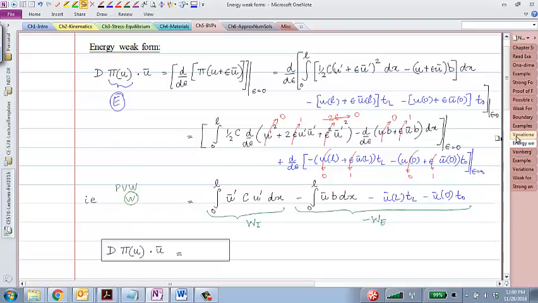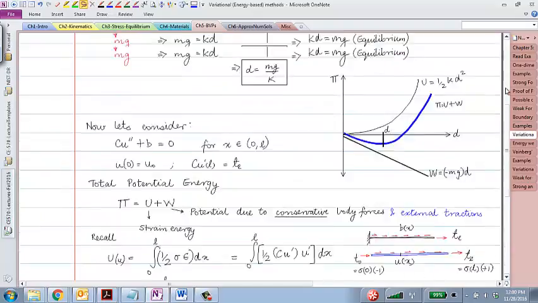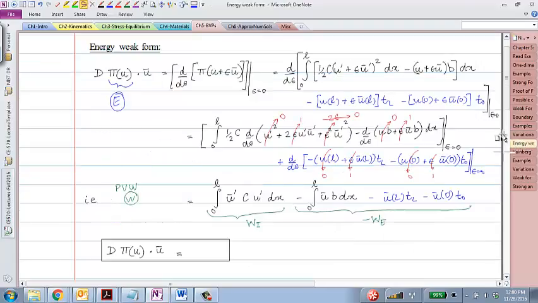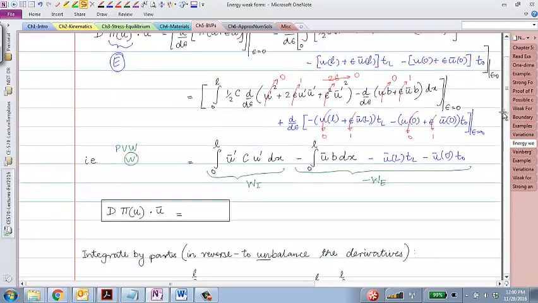So exactly the logic that we had up here for this 1 degree of freedom system, that you can do equilibrium and come to this expression, or you can do minimization of energy and come to the same expression, also holds for this one-dimensional bar, this deformable body. And of course, that extends nicely to three-dimensional problems also, which I'll hopefully get to today.